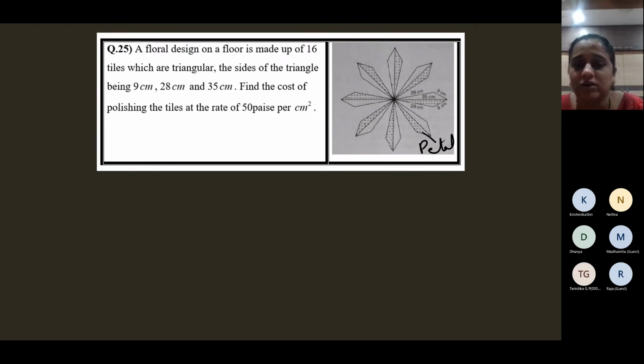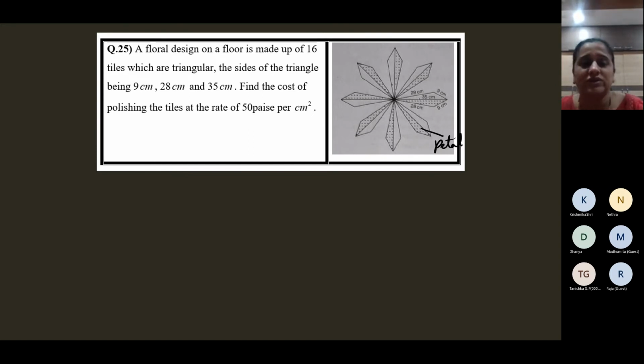So how many petals are there? 1, 2, 3, 4, 5, 6, 7, 8 petals. And how are the 8 petals formed? Using 16 tiles. This is the flower-like design, and this flower has 8 petals. Each petal is made of 2 triangular tiles. These are all identical tiles, so when you place them in a particular way like this, you get a petal. And these 8 petals together form the triangular floral design.